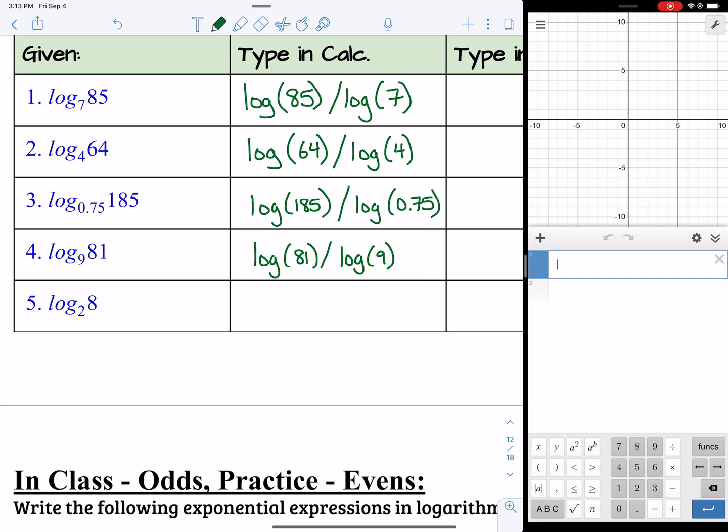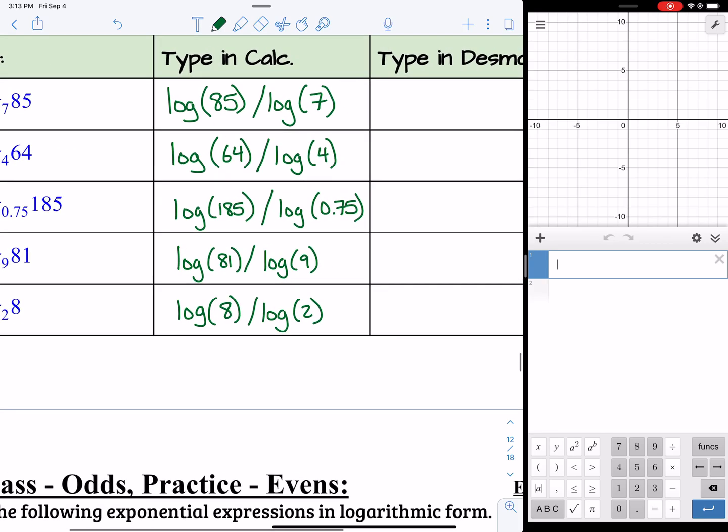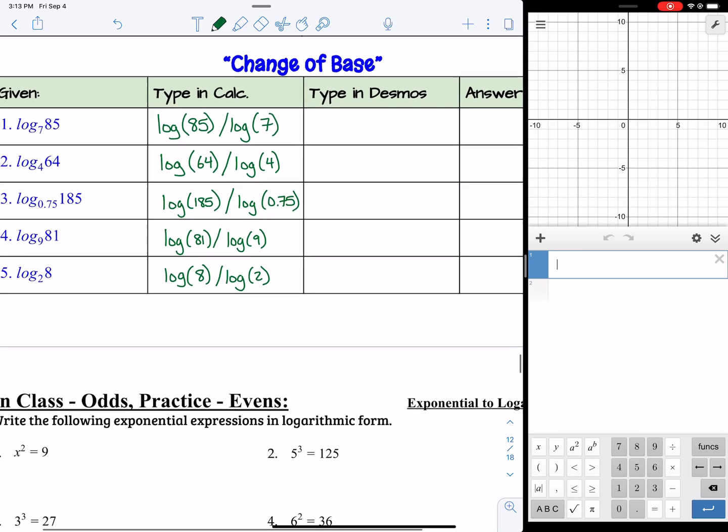And for number 5, the same pattern, log of 8 divided by log of 2. So notice you do take log of both, but make sure you close that parentheses after the first number and do take log of that little base number.